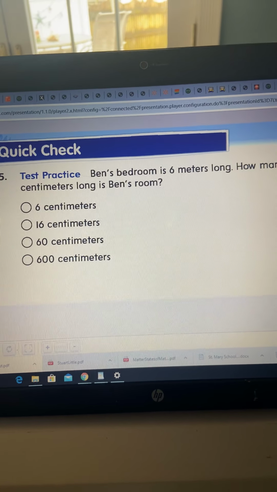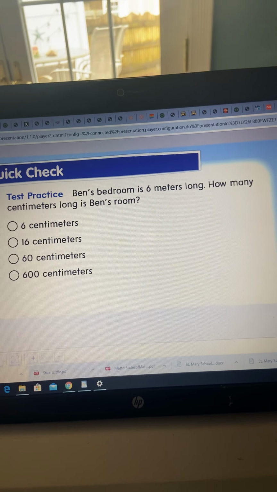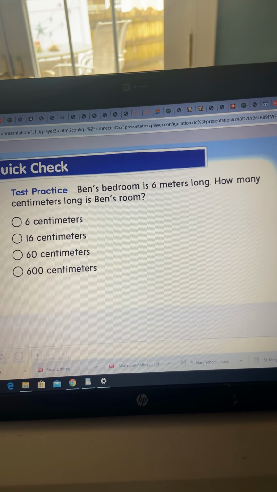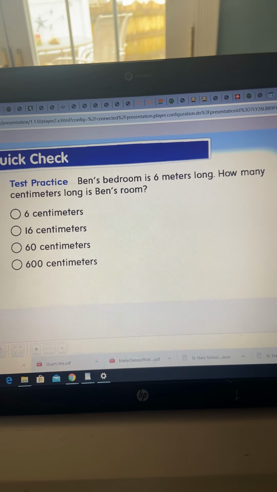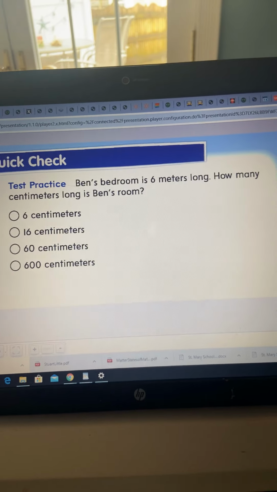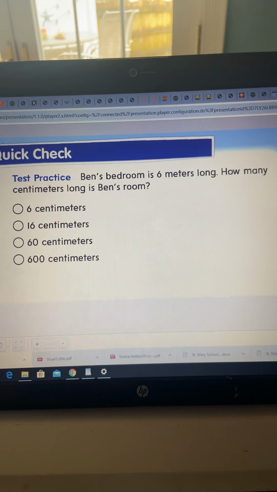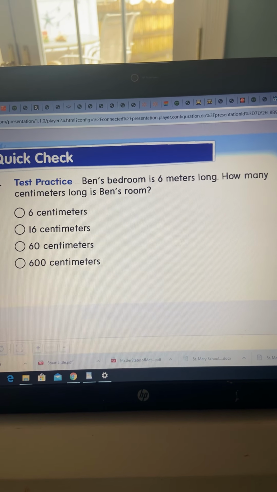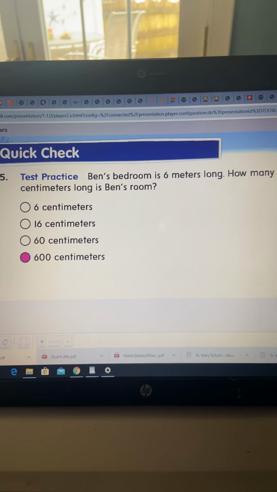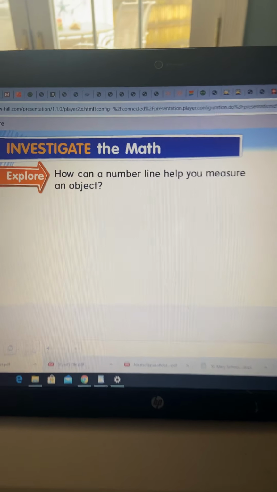Okay, moving forward. All right, Ben's bedroom is 6 meters long. How many centimeters long is Ben's room? Is it 6 centimeters? Well, that would be the same as 6 meters. That wouldn't be correct. 16? No, we've never used those type of numbers in our answers, so that probably wouldn't be correct. So that leaves us with 60 and 600. And if you've been paying attention at all, you knew the answer. And the answer is 600. Very good. All right, so moving on to our lesson of the day.